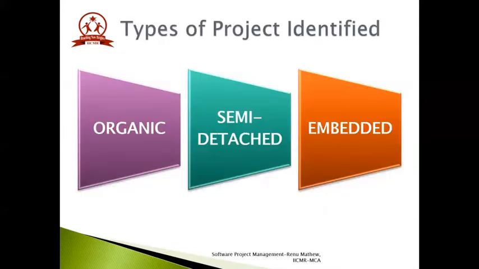Different models of COCOMO have been proposed to predict the cost estimation at different levels based upon the amount of accuracy and correctness required. So there are three different types of projects which have been identified by Boehm, which are organic, semi-detached, and embedded projects.